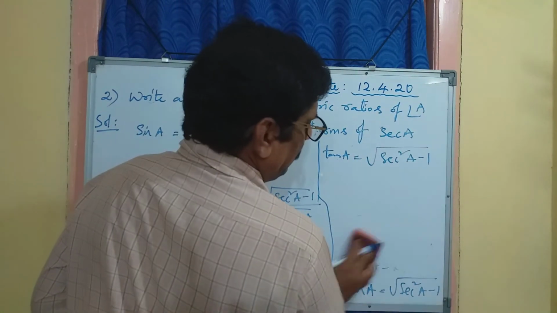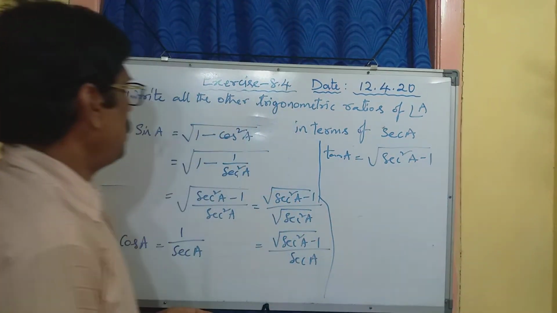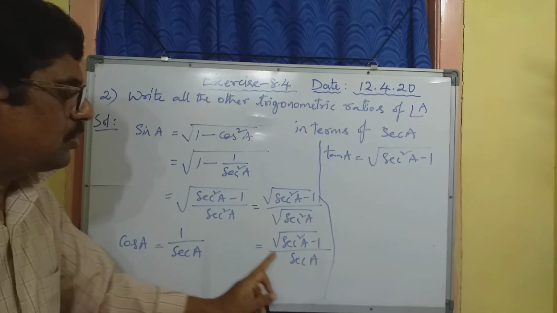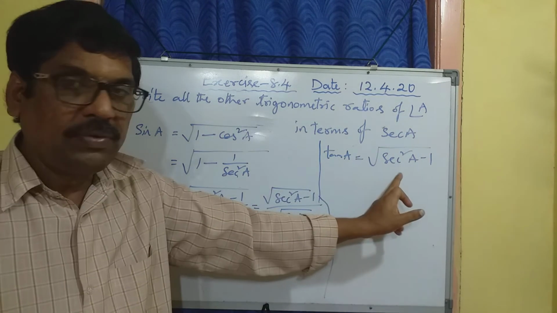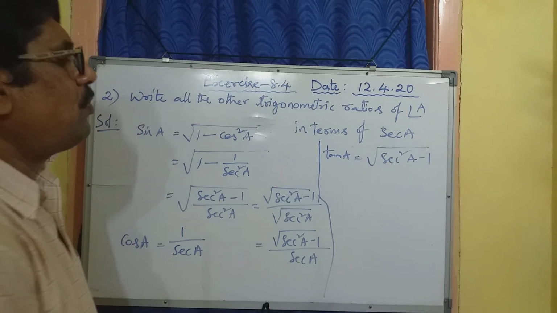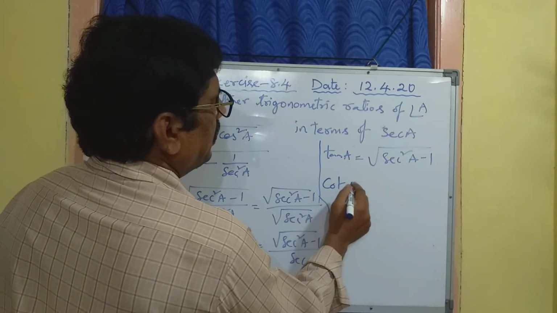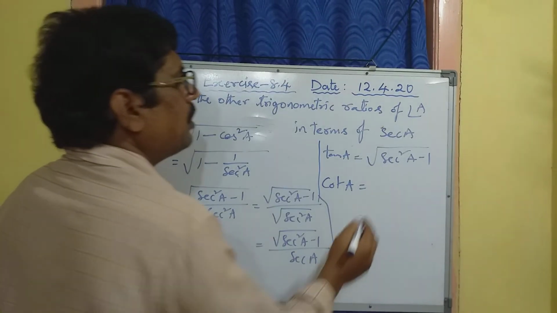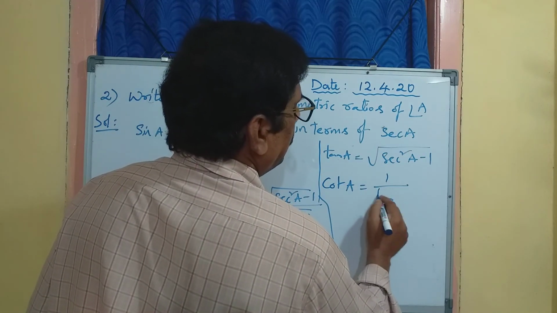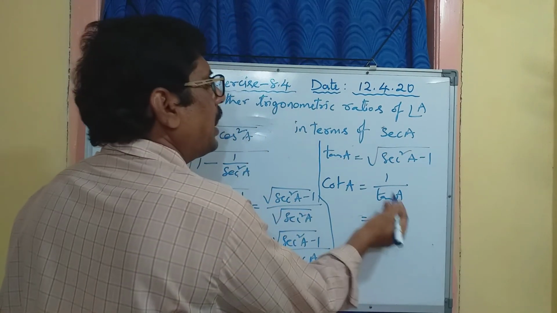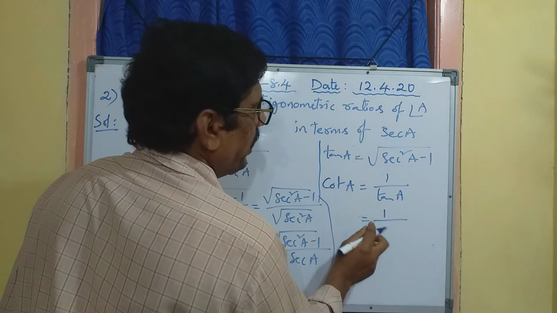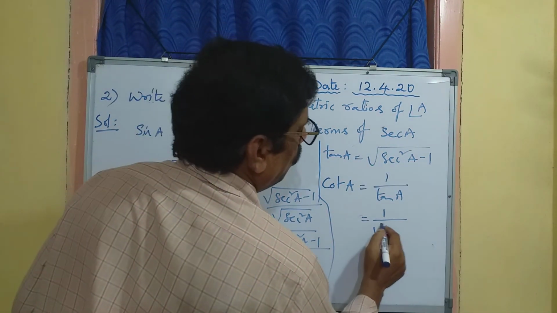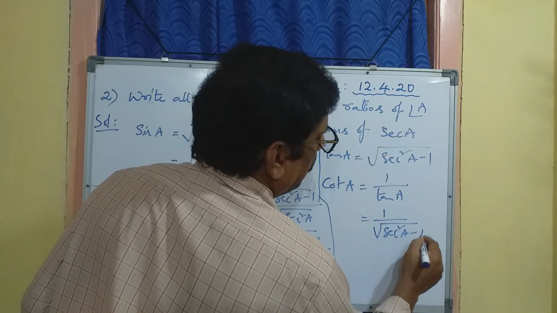Next, what is the next trigonometric ratio? Here we have converted sin into the terms of secant, cos into the terms of secant, tan also in terms of secant. What is left over? Then cot can be written as 1 by tan A. Already we have converted tan into the terms of secant, that we can replace in this. 1 by tan A can be written as 1 by root over secant square A minus 1.